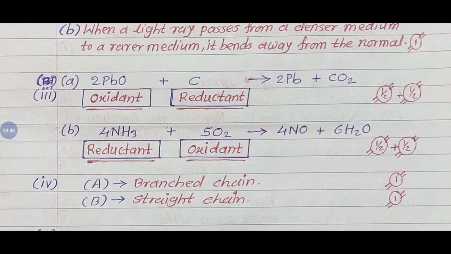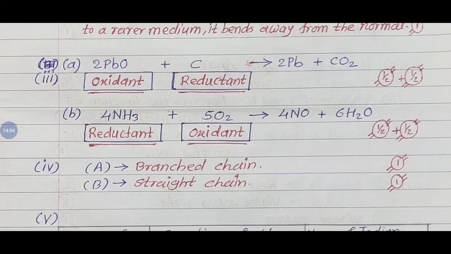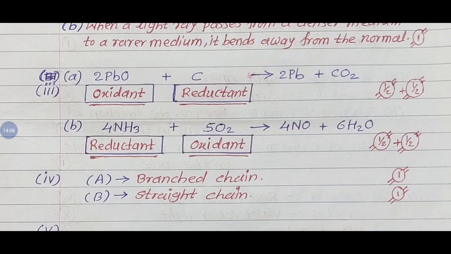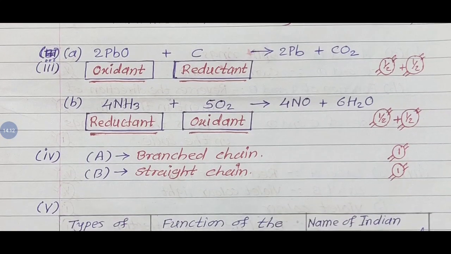In second reaction, 5 oxygens are given here. So oxygen is present, that is considered the oxidant. So the second reactant is acting to remove that oxygen from the second reactant. That's why here NH3, that is the ammonia, acts as a reductant and oxygen acts as an oxidant. Clear?